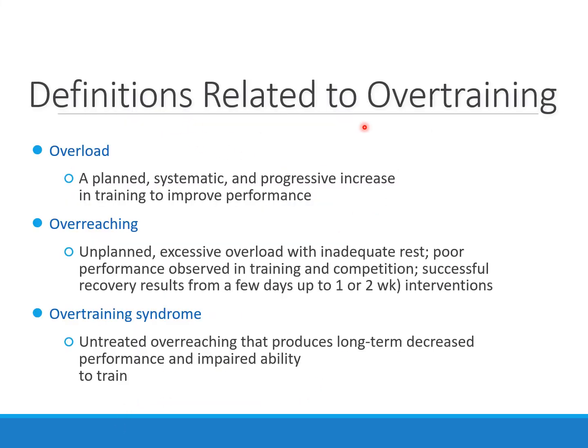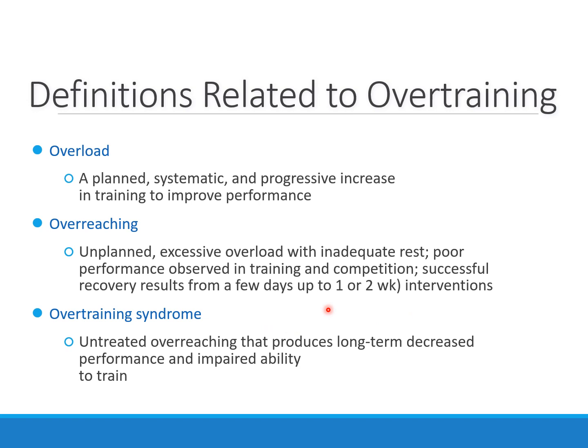Now some definitions that are related to overtraining. Overload, which we've talked about pretty significantly in this slideshow, is the planned, systematic and progressive increase to improve performance. Overreaching is the unplanned excessive overload with inadequate rest. So you've done some overloading, but now you didn't get the proper rest that you needed. And usually we see this in training and competition, and usually you can recover within a week or two.